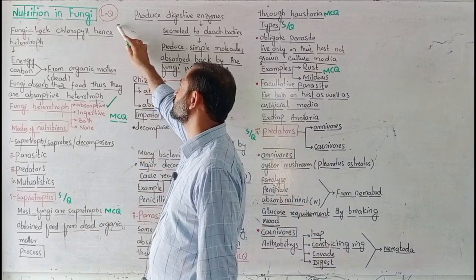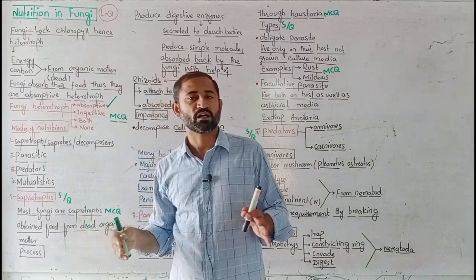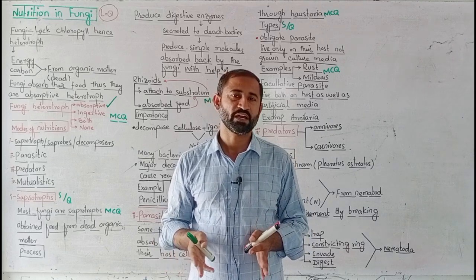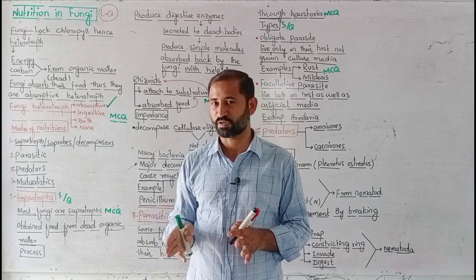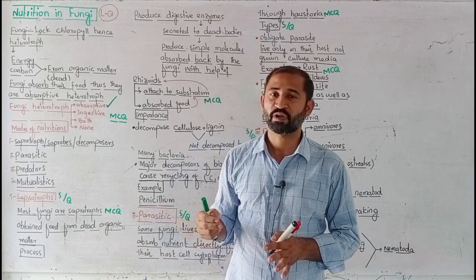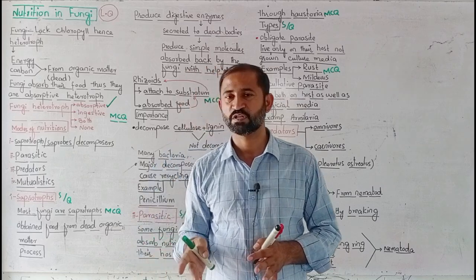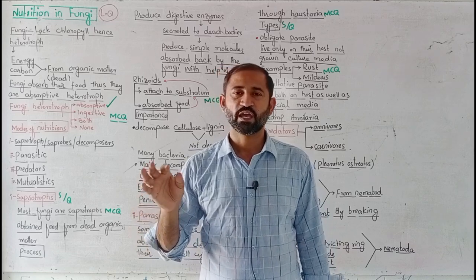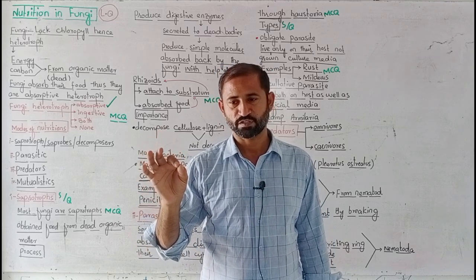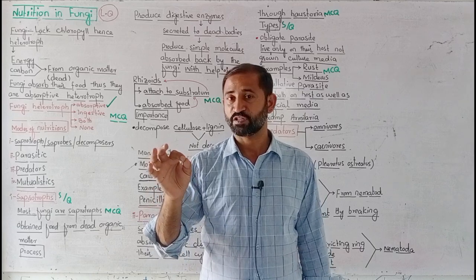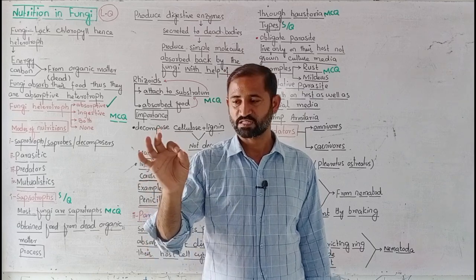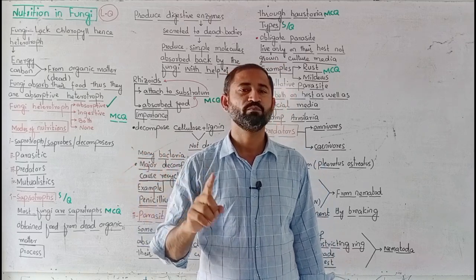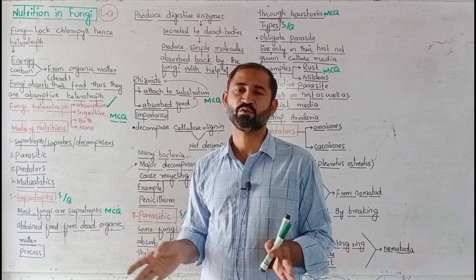This is a long question, but in the exam it is written in such a way that not all four methods are asked. Only one or a maximum of two methods of nutrition may be in your question paper. Maybe it is in the form of explain nutrition in fungi as decomposers and parasitic, or parasitic and predator, or only mutualistic association. So this is a very long question.